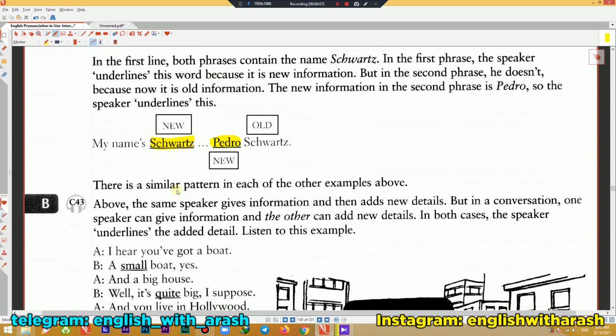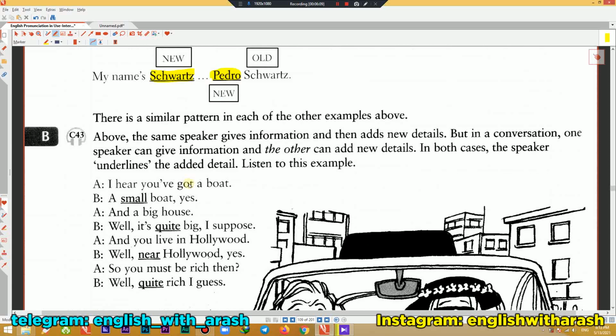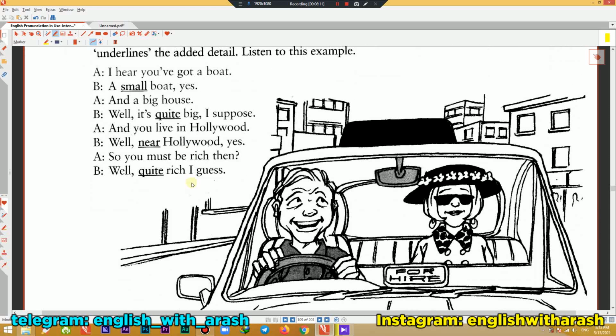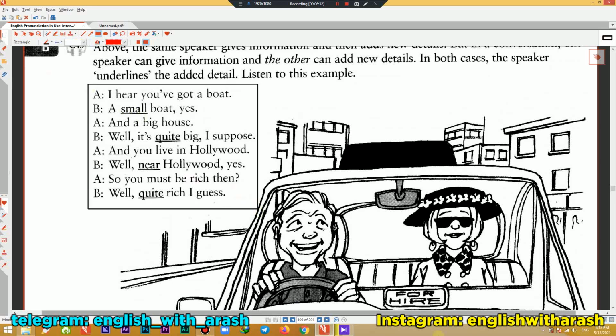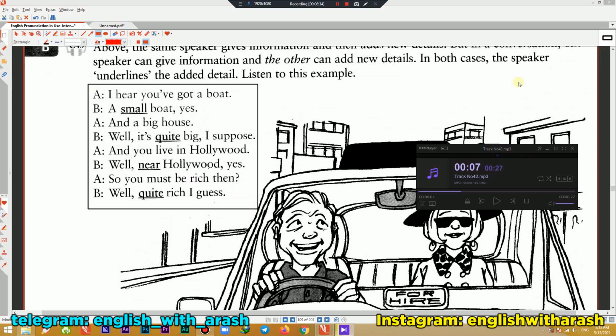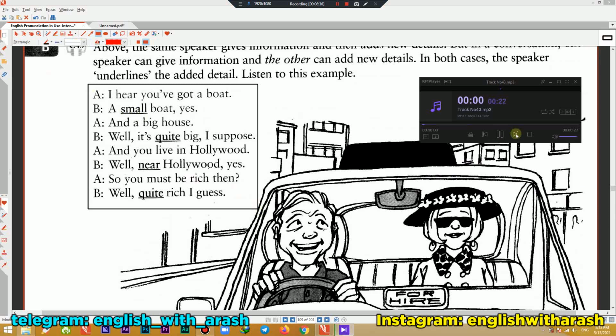Now, let's see. There's a similar pattern. It also happens in conversations. Listen to this conversation. These underlined words are pronounced louder. Let's see. C43.